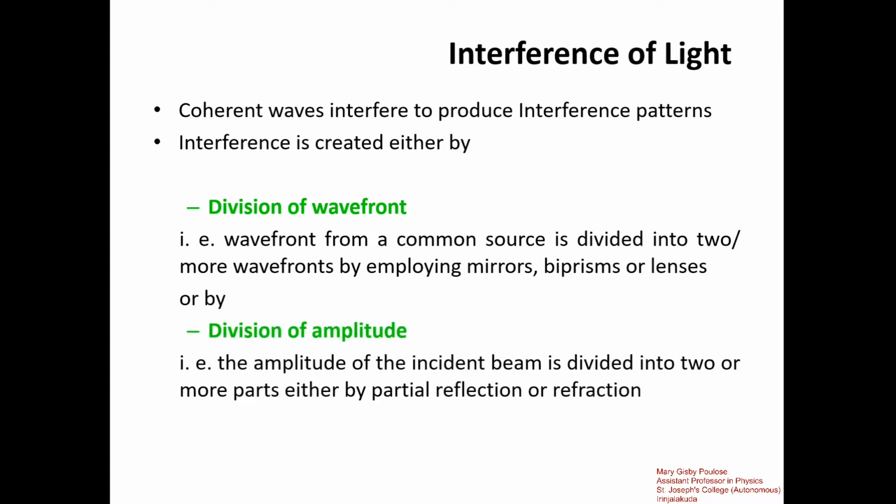Now the second technique to create interference is by division of amplitude. Here we have the amplitude of the incident beam to be divided into two or more parts, and this is achieved by partial reflection or refraction.